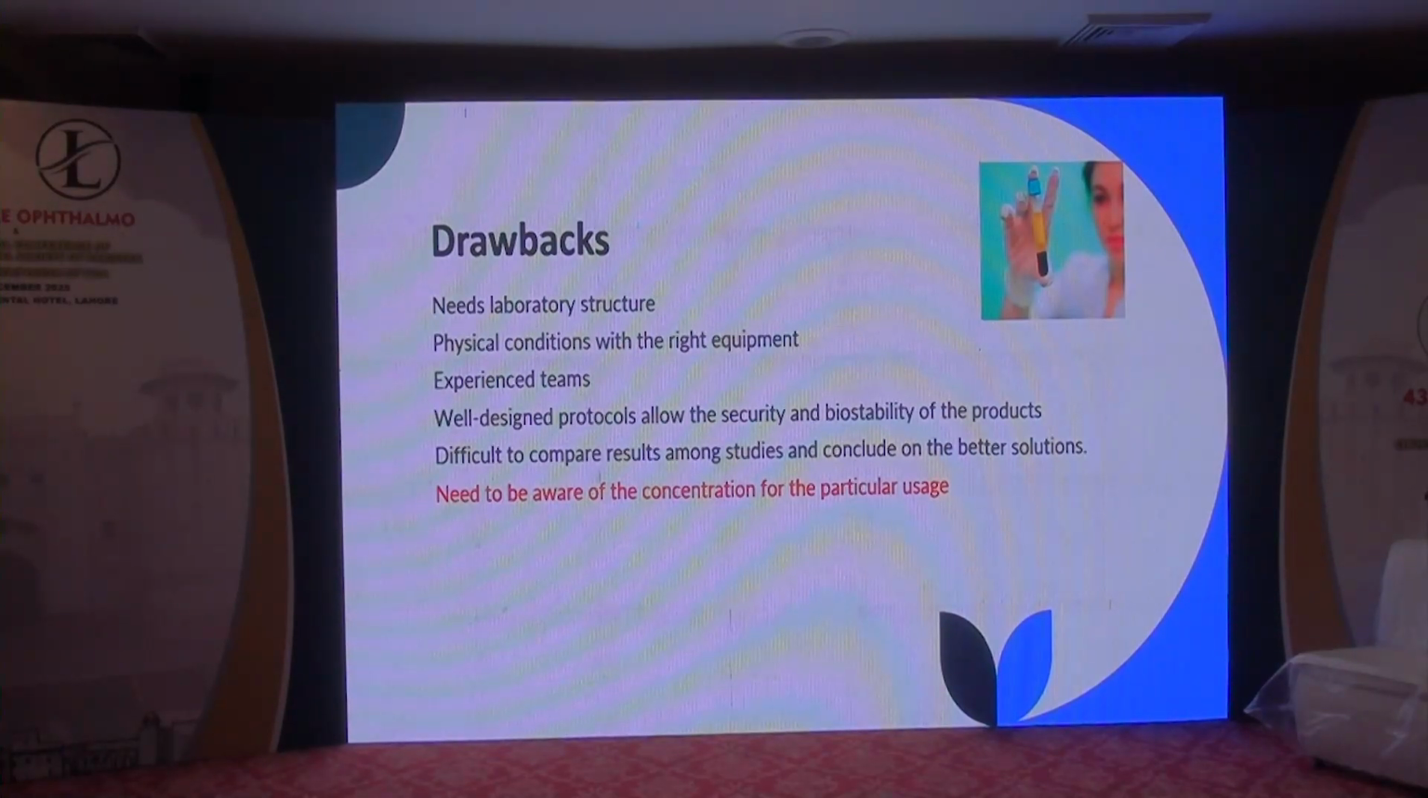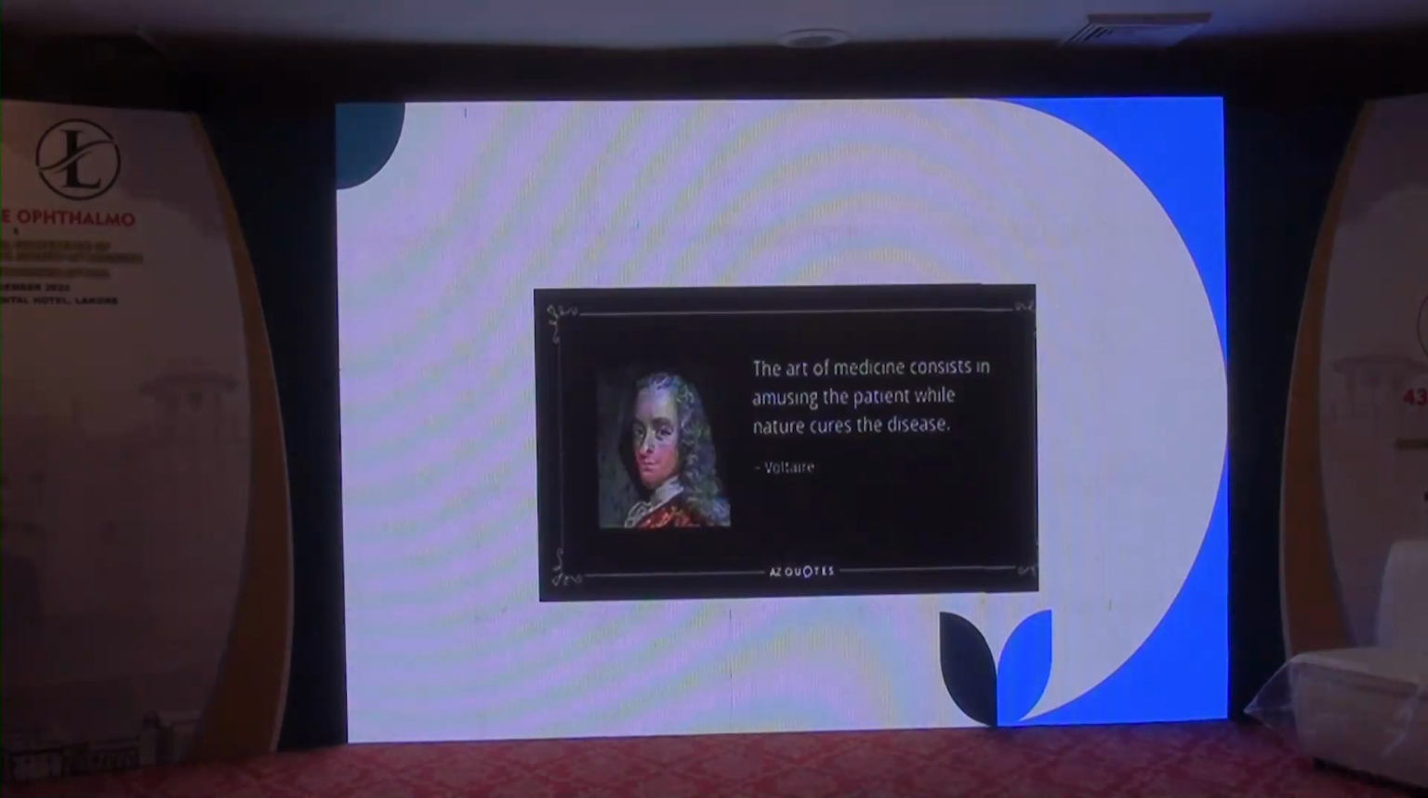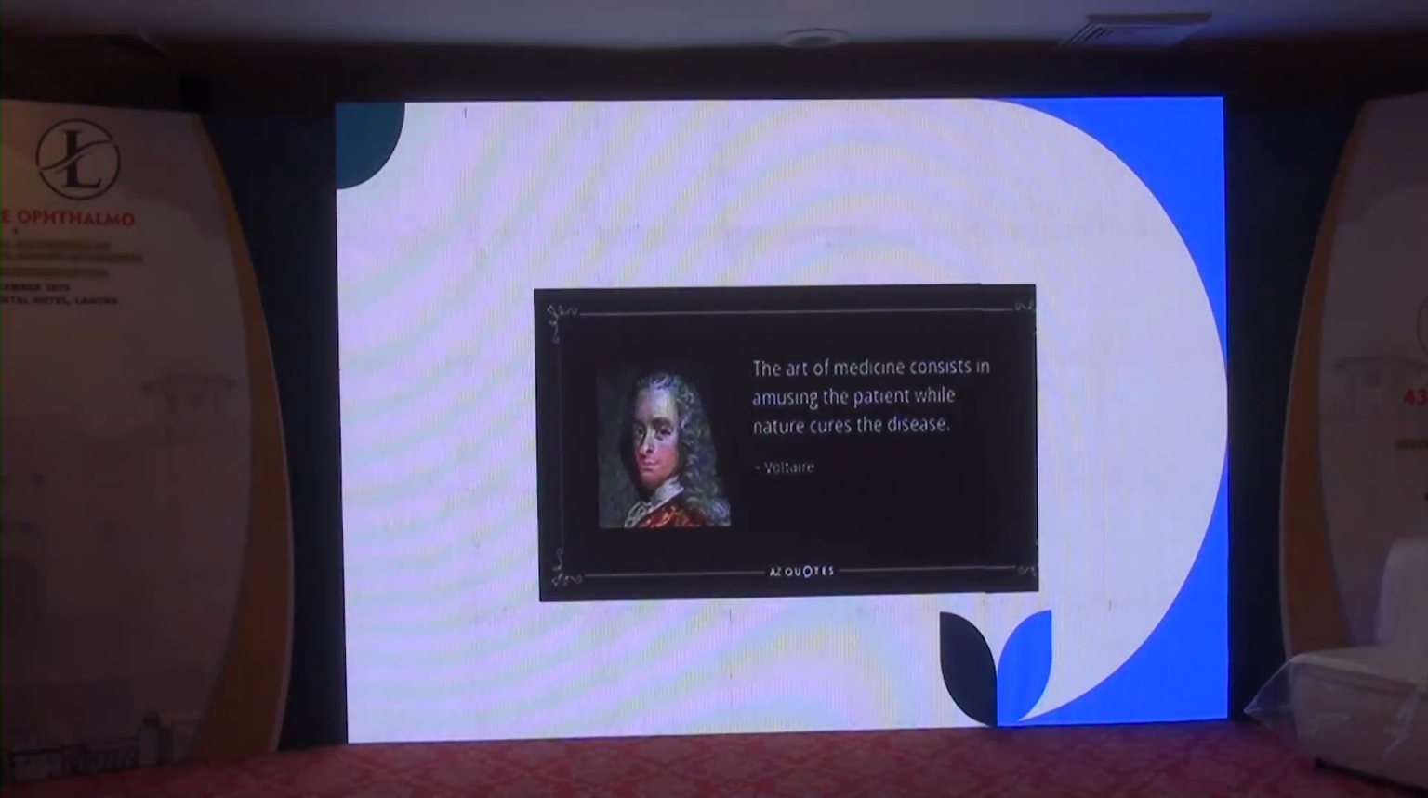So I'd like to highlight, for tendon injuries and for bone injuries, they use a platelet concentration 3 times the concentration in normal blood. We don't need such high concentrations in the periocular area, but we need to know our centrifuge settings for that. So I conclude by saying that the art of medicine consists in amusing the patient while nature cures the disease. So this is just our little attempt at harnessing the ability of nature to help us.